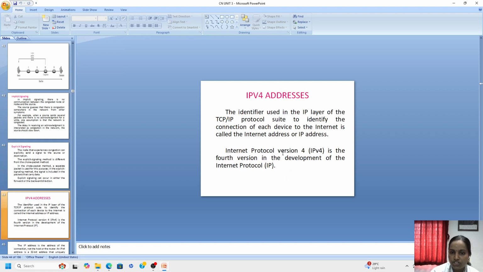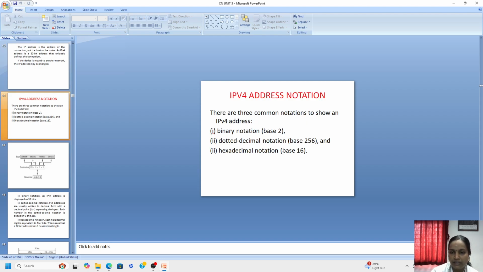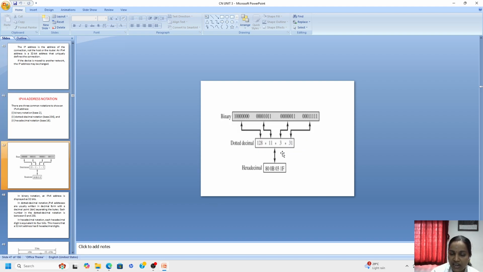Next one is IP version 4 address. It is used in the IP layer of the TCP/IP protocol to identify the connection of each device to the internet, which provides the unique identity of a computer. IP addresses are 32-bit addresses uniquely defined for every node. The IP address notations are categorized into binary notation, dotted decimal notation, and then hexadecimal notation. So this is a diagrammatic representation.